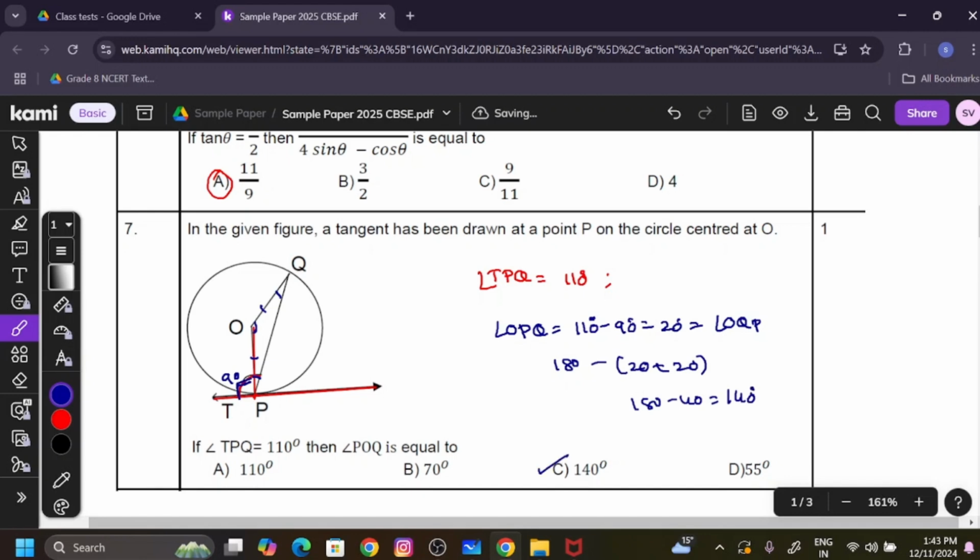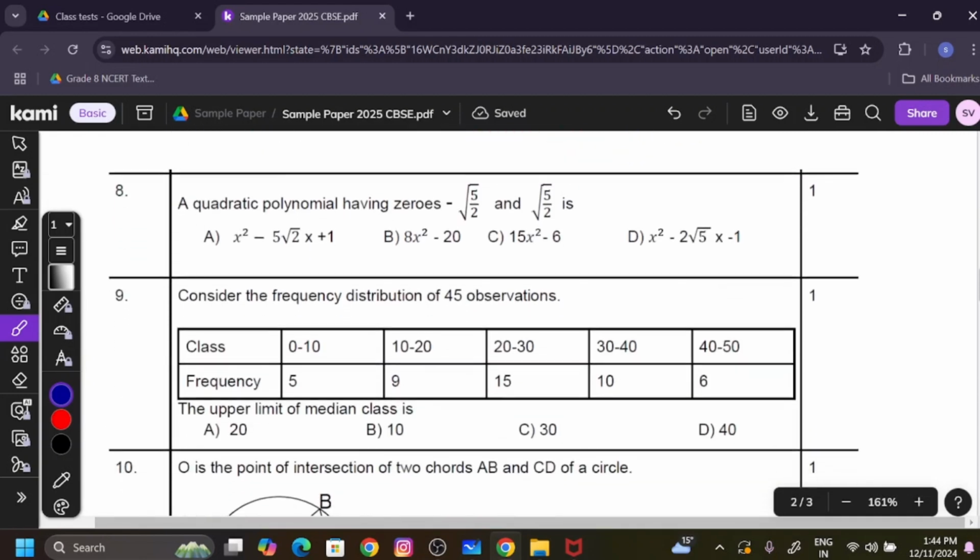So in order to solve this question, we need to know that the radius drawn through the point of contact is at right angle to the tangent. So that's why angle OPT becomes 90 degrees, and we know the total angle TPQ is 110 degrees. If you subtract 90 degrees, we get OPQ as 20 degrees. Since OPQ is 20 degrees, OQP is also 20 degrees, since OP and OQ are equal, being radii of the same circle. Then apply the angle sum property of the triangle to get angle POQ. Hope this is clear. Go to the next question.